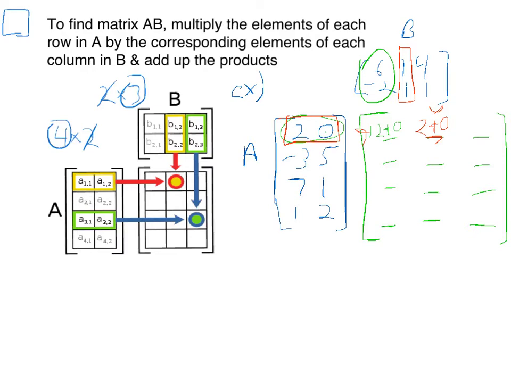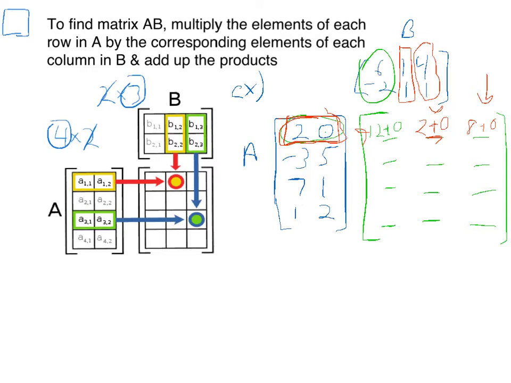For the first row, third column, we're going to take the first row and the third column. Okay, and that would give us 2 times 4. 2 times 4 is 8. And, well, we get a 0 times something again. 0 times 1 is 0, so that's just going to be 8 right there. Okay, the next one.